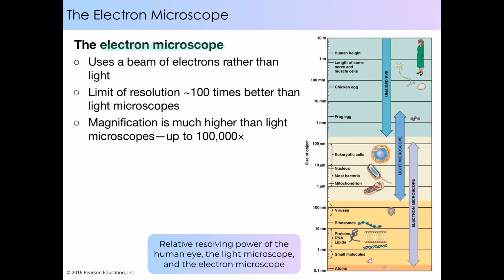And the electron microscope uses a beam of electrons as a source of illumination rather than light. Now, since the wavelength of the electron is much shorter than the wavelengths of both visible and ultraviolet light, electron microscopes have a limit of resolution that is 100 times better than light microscopes. So their limit of resolution is about 2 nanometers. That means that they can magnify an object up to 100,000 times its size.